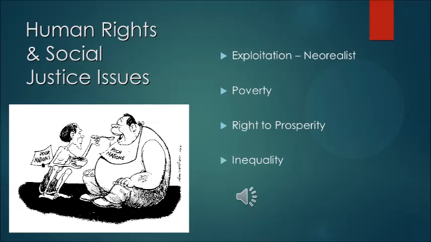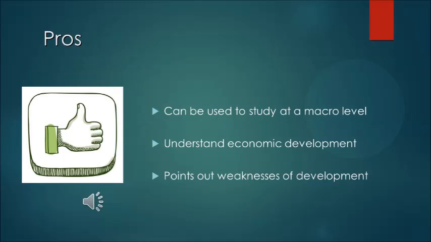Dependency theory's relevance to human rights and social justice issues is that, similarly to neorealists, both theories stress the importance of absolute gains of wealth, which promotes poverty, inequality, and ultimately limits the right to progression.